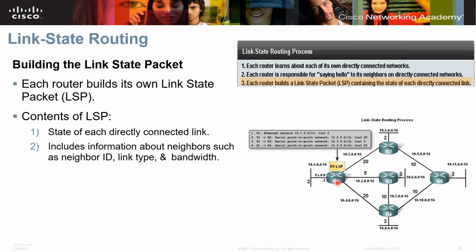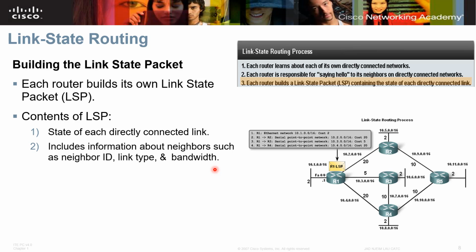So I will exchange with other routers to collect knowledge about the whole network. This information will be sent in a link state packet. A link state packet contains the state of each directly connected link and includes information about neighbors, such as neighbor ID, link type, link cost, bandwidth, and so on.